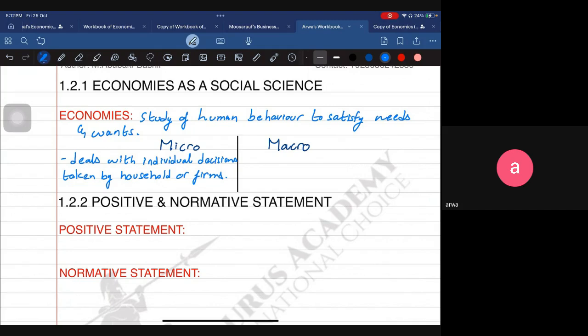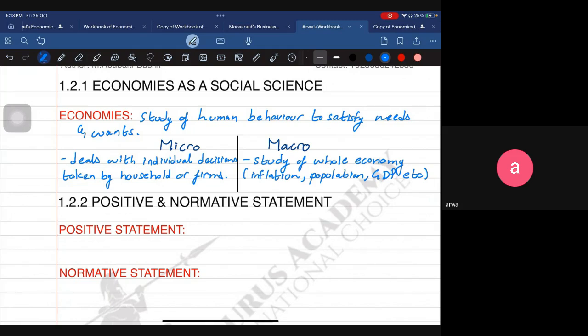Yes, sir. Whereas when we talk about the macroeconomy, we talk about, as you just mentioned, the study of the whole economy, where we deal with economic issues, right? So here we talk about topics like inflation, population, GDP, etc. Right? Yes, sir. All of them.